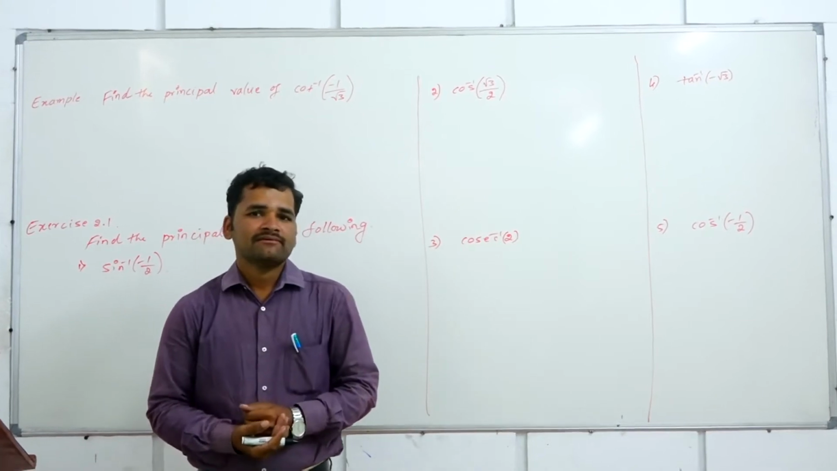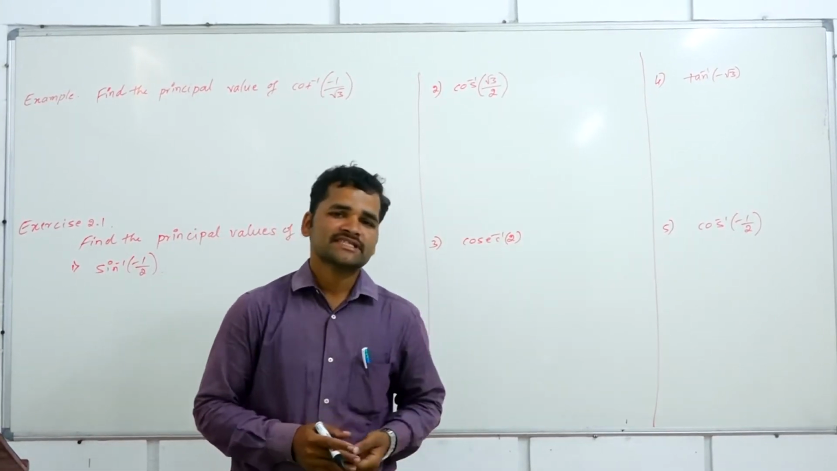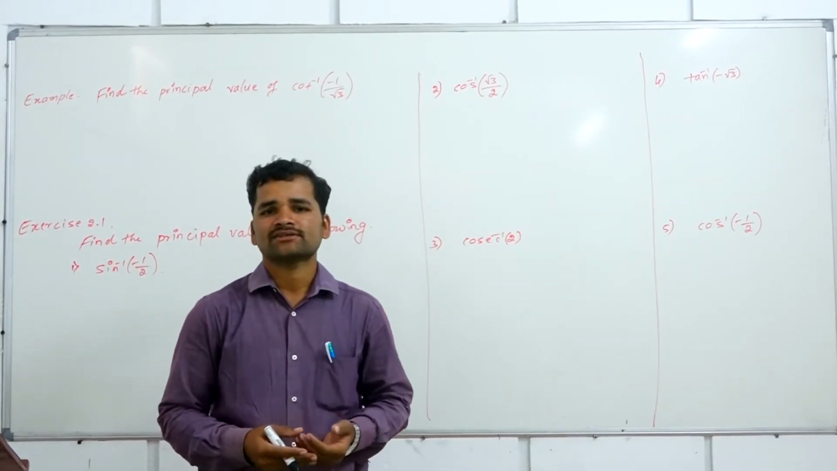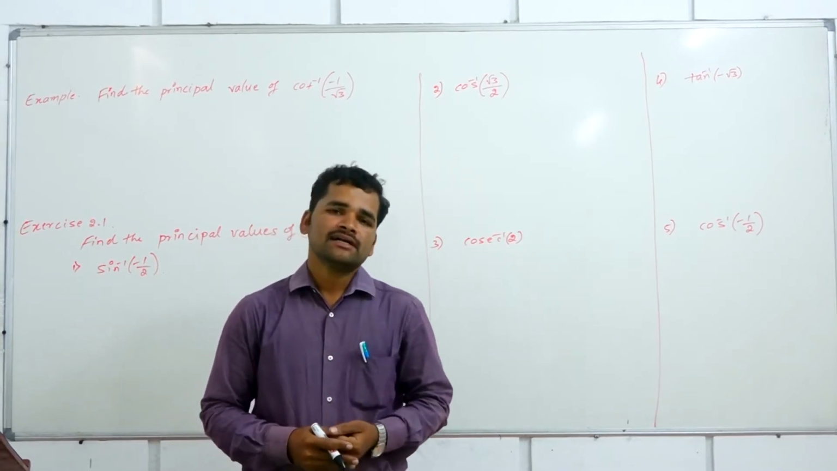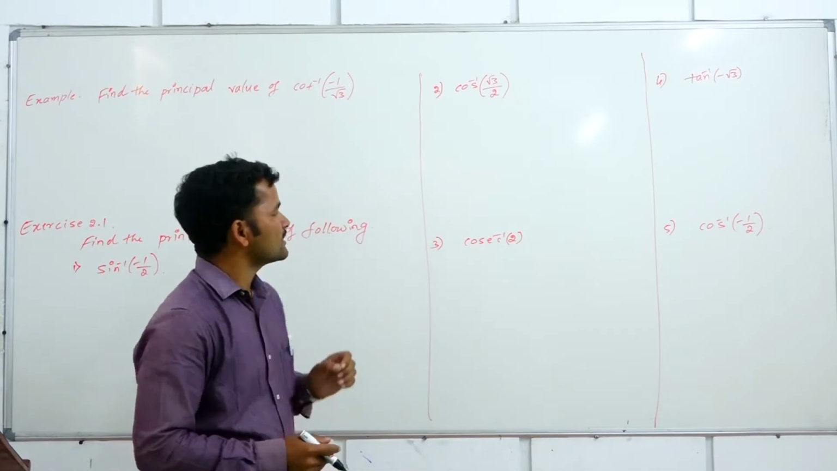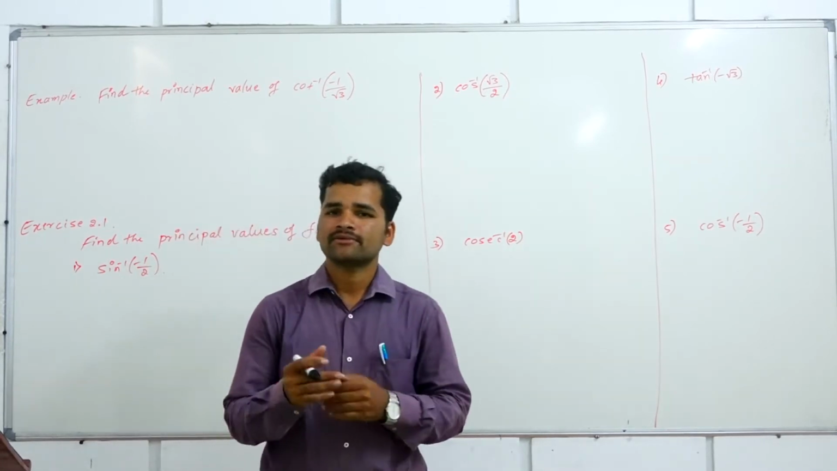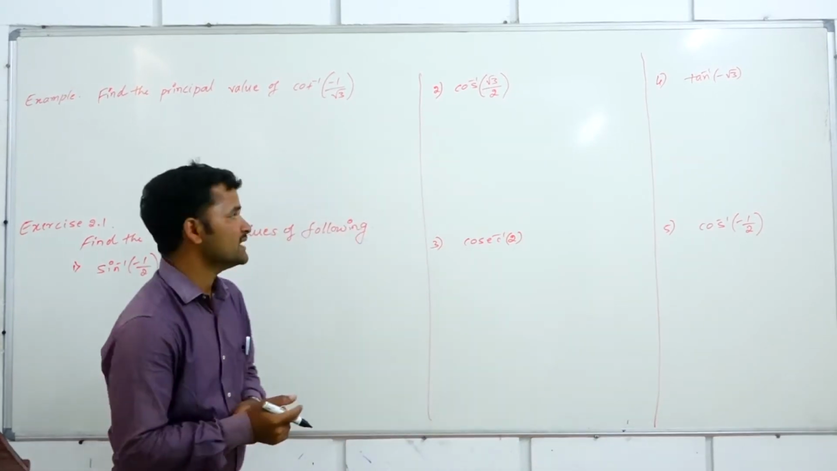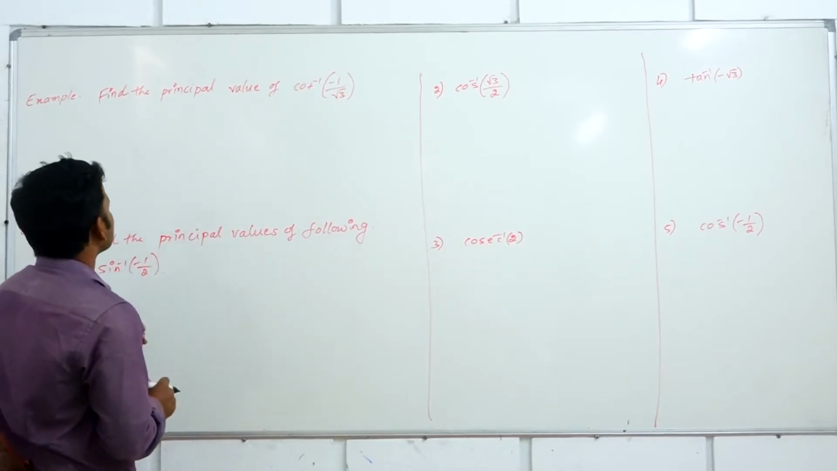Up to here, we have studied the inverses of the 6 trigonometric functions, sine, cos, tan and the others, and we have also studied 6 properties. Before solving the problems here, revise all those properties we have studied. Okay, now we will solve the problems.